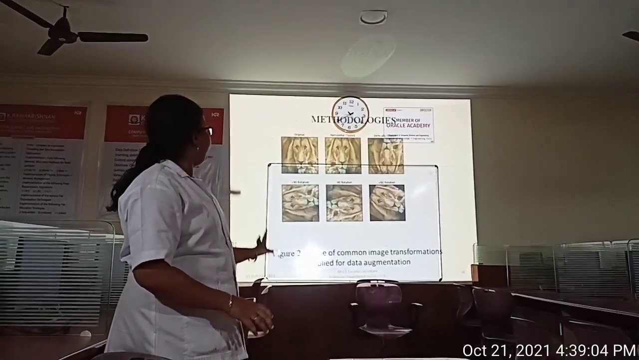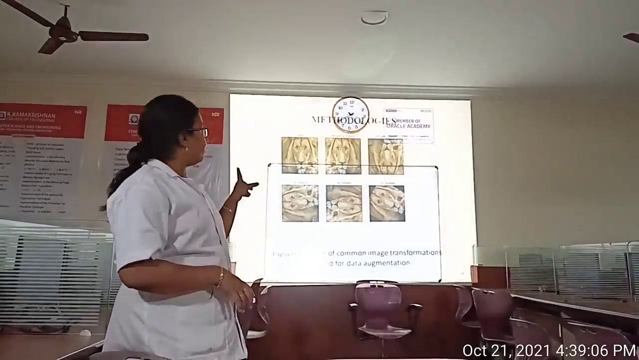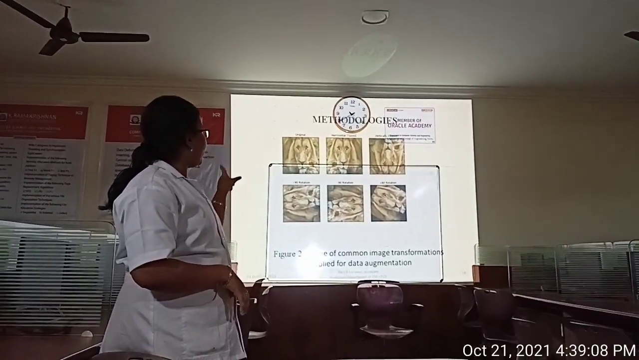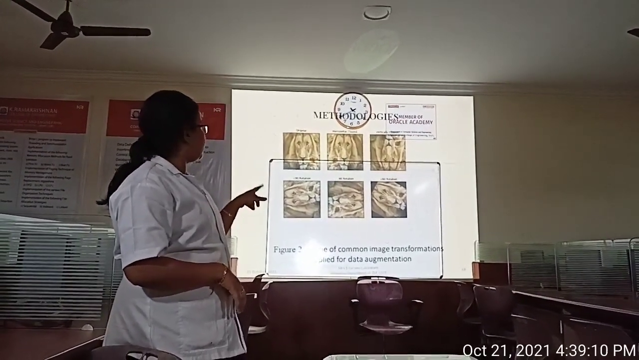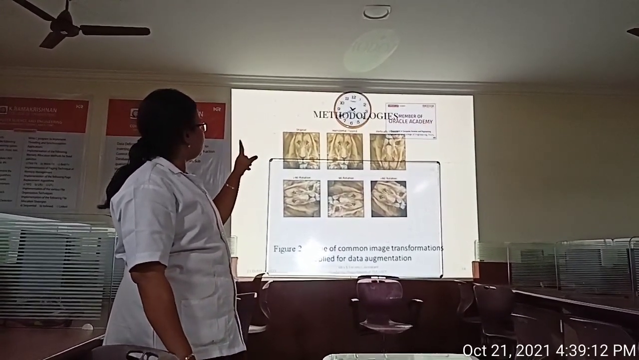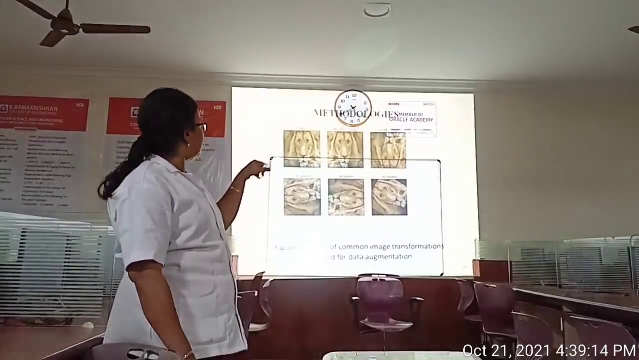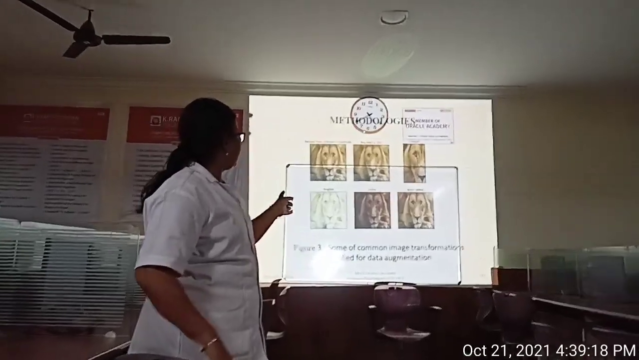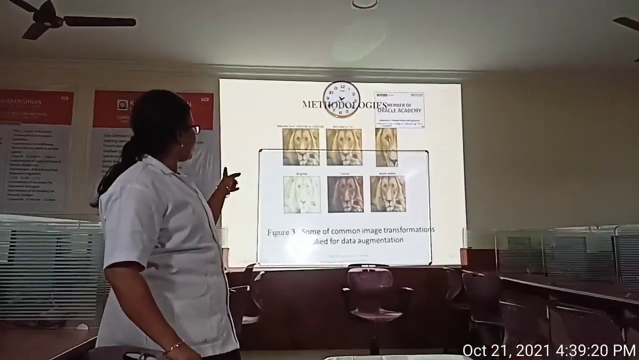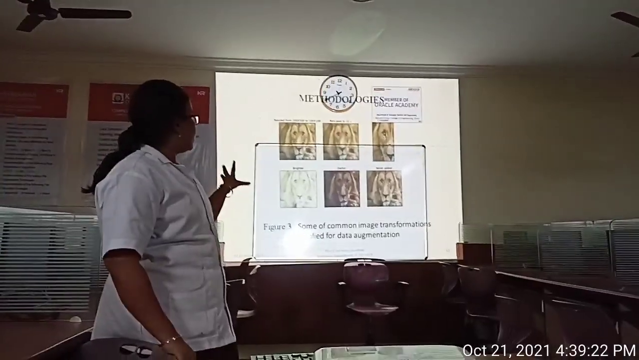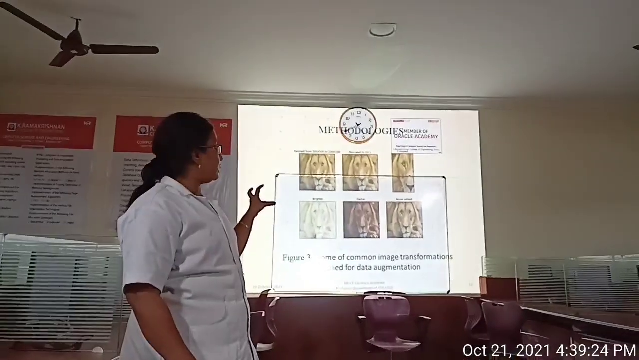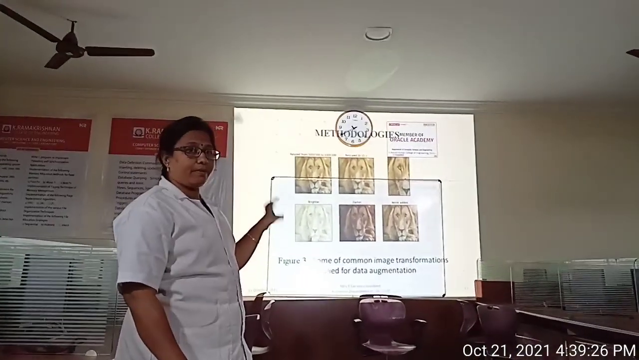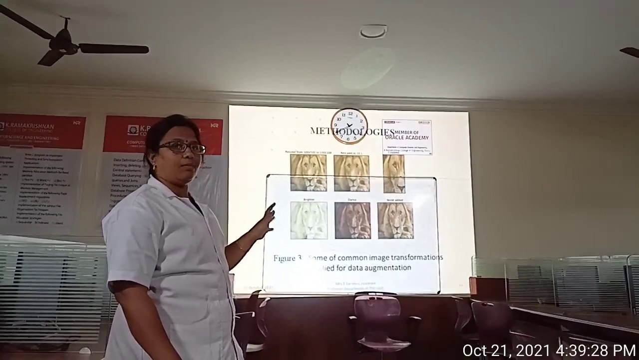So this is the sample image. The first image is the original image. From that original image, we are producing artificial images. The second image is horizontally flipped. The third image is vertically flipped. And here we have added some noise. In the last image, we have added some brightness. This is called data augmentation. This can be done easily using Python, with the help of the Keras API.